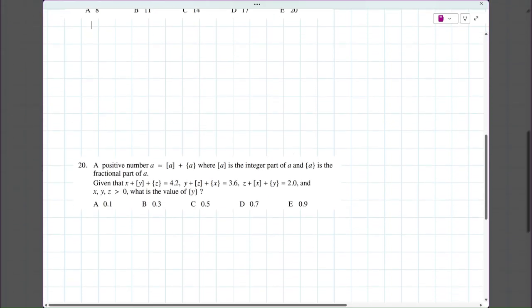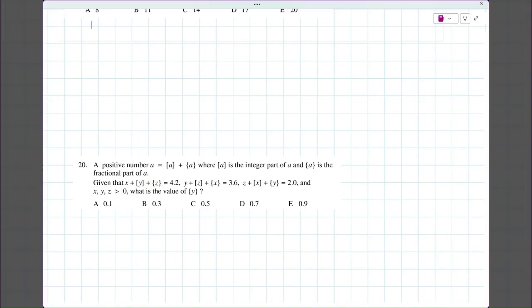Right. Very popular with TMUA, introducing notation that you're unfamiliar with, this idea of the integer part and the fractional part. So if you've got equations like this, it's always worth thinking, what would I end up with if I added all 3 equations together? What would I end up with if I subtracted one equation from another one? And remember, you don't necessarily need to find y or x or z. You just need to find what that y curly bracket is, that fractional part of y.